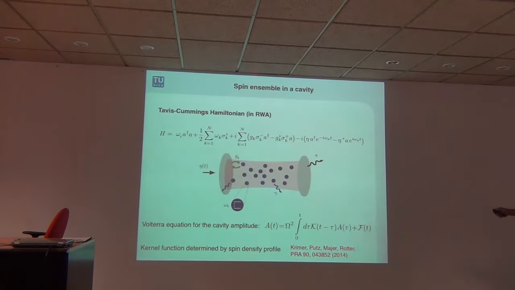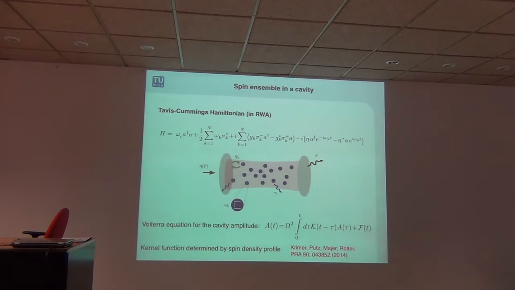So first maybe I'll just explain the Hamiltonian which describes the system. In this system, this is the generalized form of the Jaynes-Cummings Hamiltonian that describes the spin ensembles in a cavity. So this is the Tavis-Cummings Hamiltonian. And you can see that omega k represents each two-level system, and g k is the coupling of each two-level system with a single mode cavity. And as done in the case where you have a single atom in a multimode cavity, even in this case, you can apply the Volterra equation to solve for the cavity amplitude.